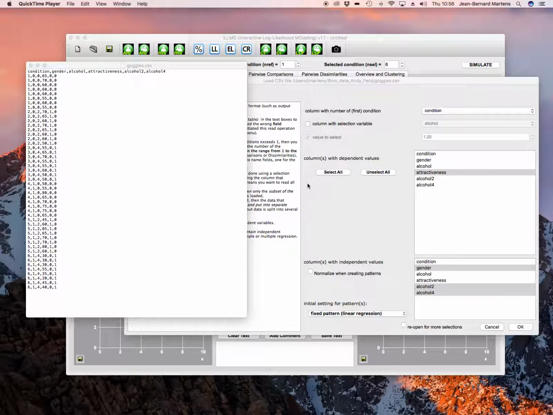In this example, we show how to perform factorial analysis in ILLMO. Let's start by looking at the example data that Andy Field uses to introduce the topic in his book.